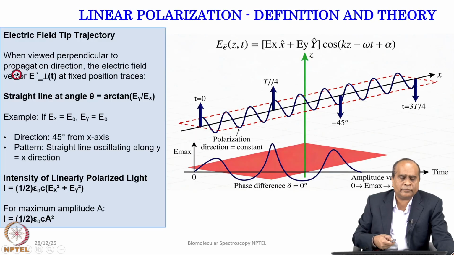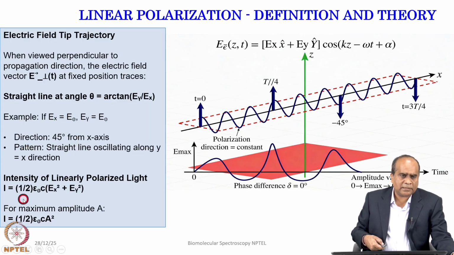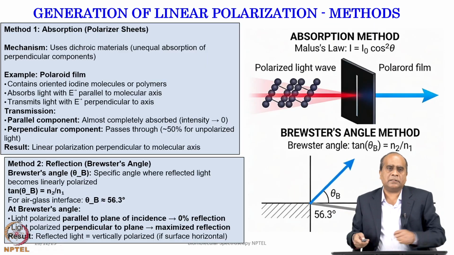We can write the electric field going in the z direction, and you can see the light is oscillating, and you can have linearly polarized light like that. You can write the straight line where theta is given by E y by E x. If it is 45 degrees, you can put in all the values and get the 45 degrees. Now, the intensity of linearly polarized light, you can write as I equal to 1 by 2 E 0 (E x square plus E y square), and one can calculate the intensity.